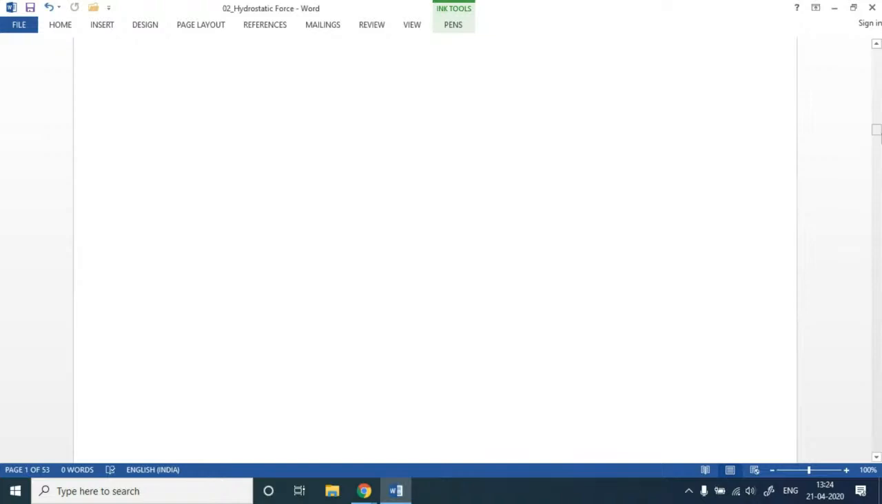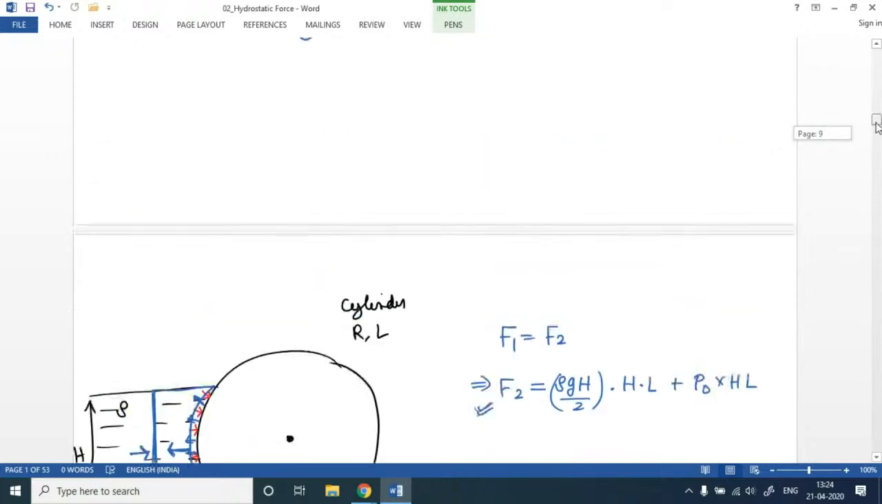Okay, and in case of the horizontal force, we tried to divide the forces into several categories, and we tried to find out the point of application of all those forces such that we can find out the net torque exerted by the liquid on that.